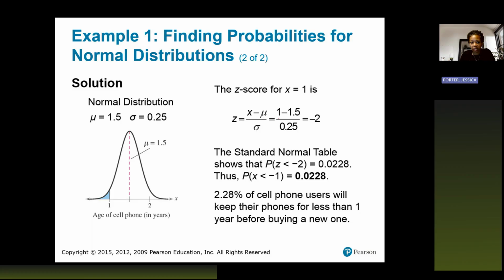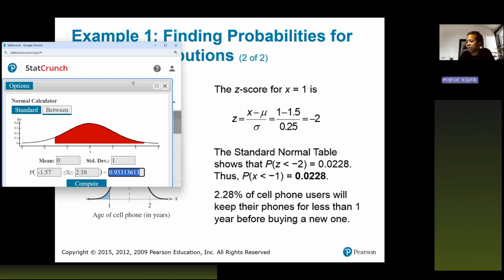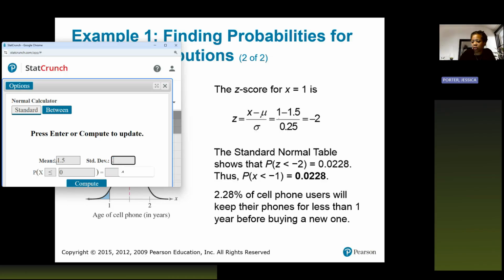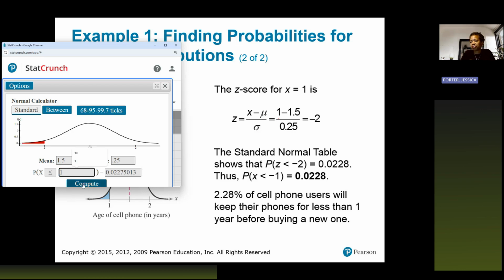But in StatCrunch, we can now fill in the mean that they gave us. They gave us 1.5 and then 0.25. And then I want to find the probability that x is less than 1. So I hit enter, and there it is.